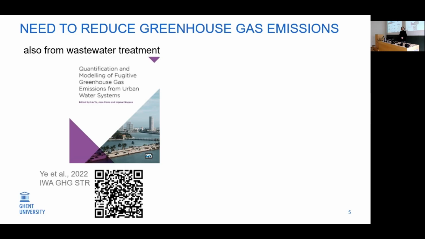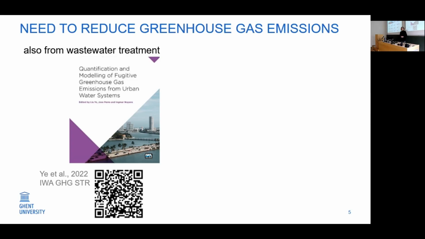Okay, we need to reduce greenhouse gas emissions, and we need to do that from different sectors, also from wastewater treatment. And there are many efforts in this way. One of them is through the IWA, International Water Association Task Group, greenhouse gas emission modeling and quantification.